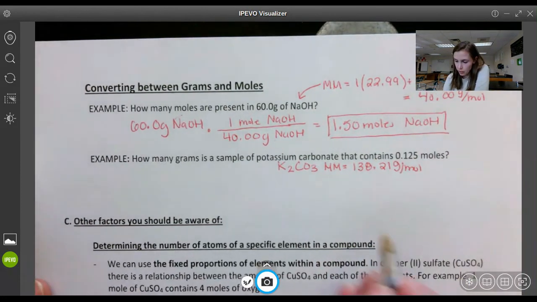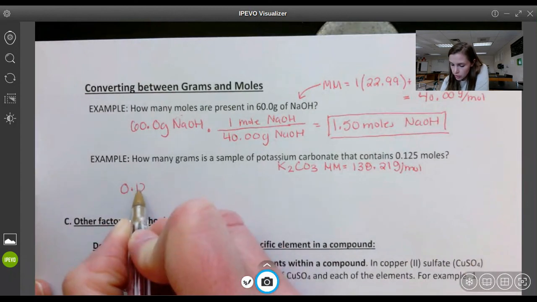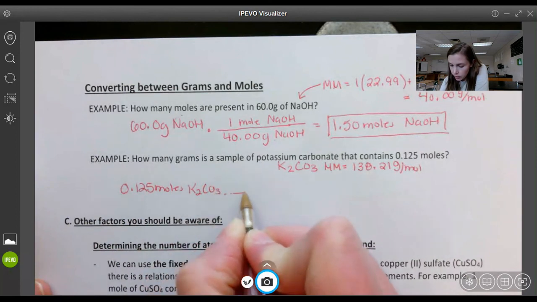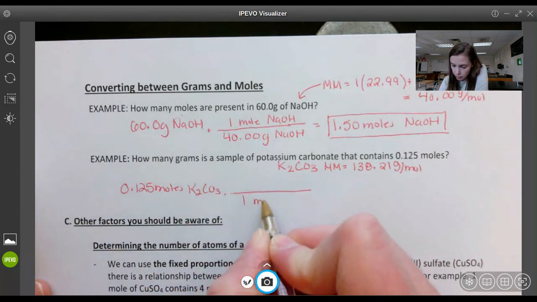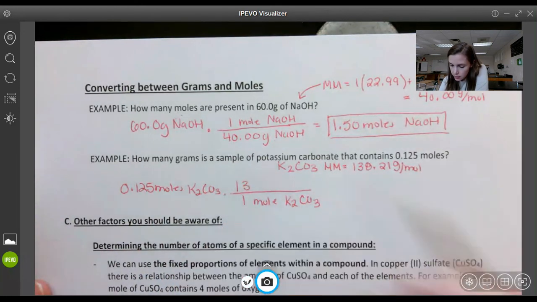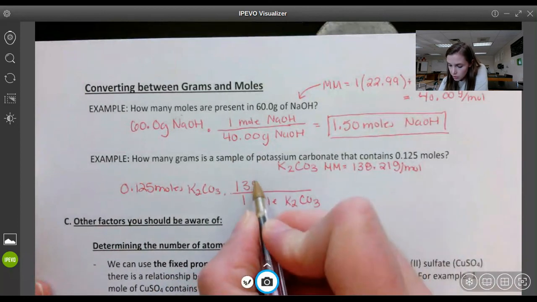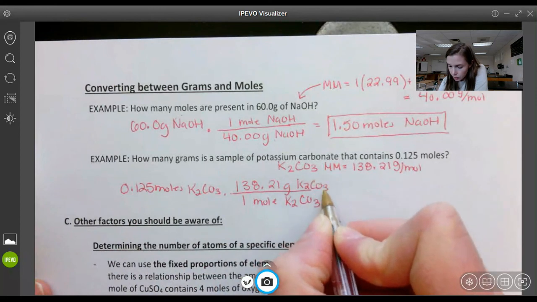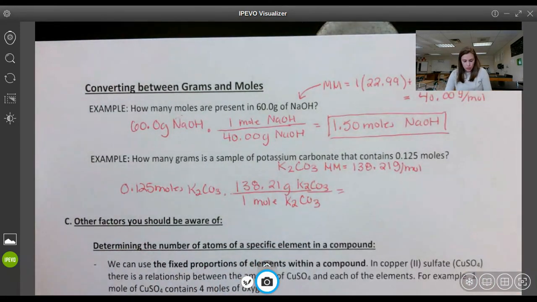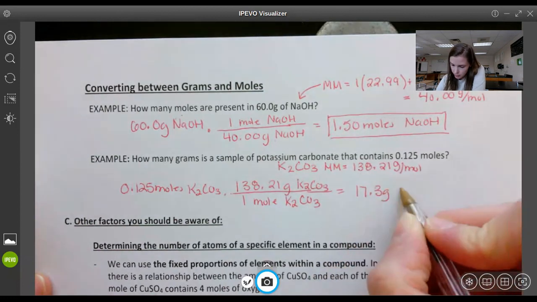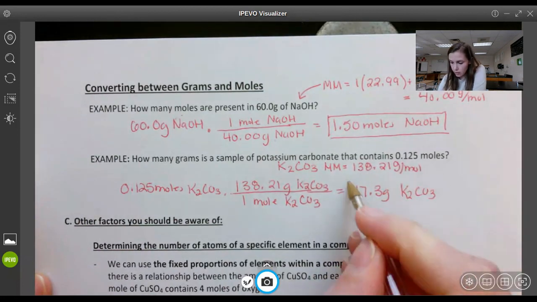So from here, again, I'm going to start with what I was given. So 0.125 moles of K2CO3. Okay, I started with moles, so I have to put my 1 mole down here in the denominator. And then my molar mass is going to be what it's equivalent to, 138.21 grams of K2CO3. So then when you go ahead and you multiply those, rounding to the 3 sig figs that we were given with the moles, I'm going to have 17.3 grams of K2CO3.